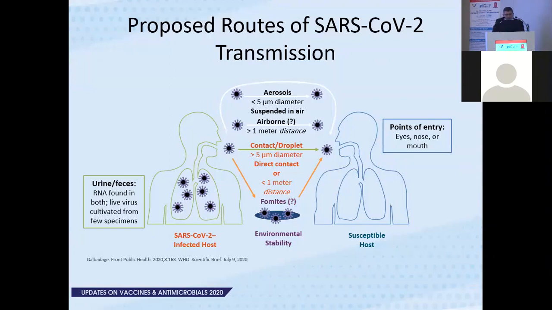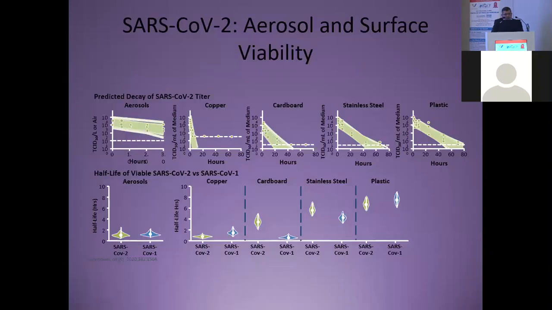Most of us know that the points of entry are the eyes, nose, and mouth. If you compare SARS-CoV-1, leading to SARS, and MERS with SARS-CoV-2, we can see that, especially on cardboard, the virus can stay up to 48 hours. This is the main difference. Compared with MERS or SARS, the mortality rate is much lower, but the transmission and staying on surfaces last for a longer duration.